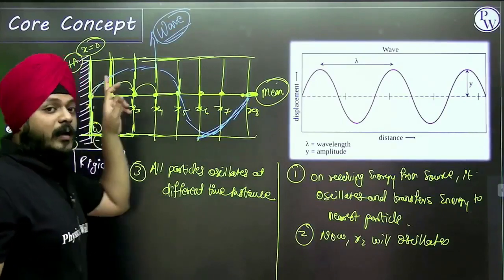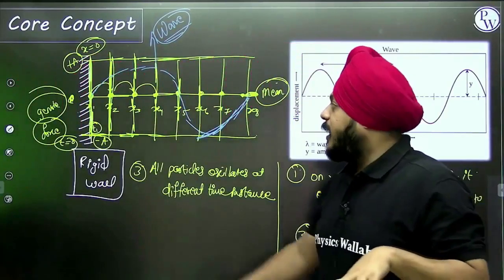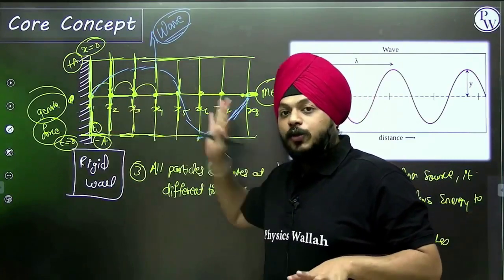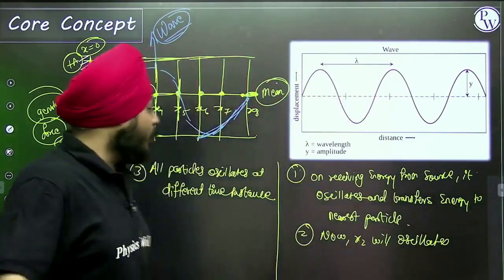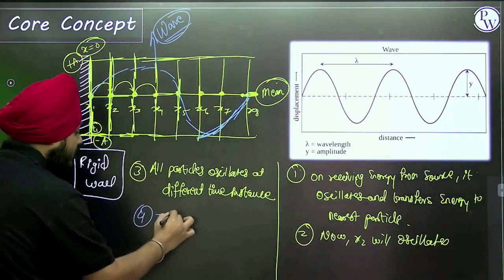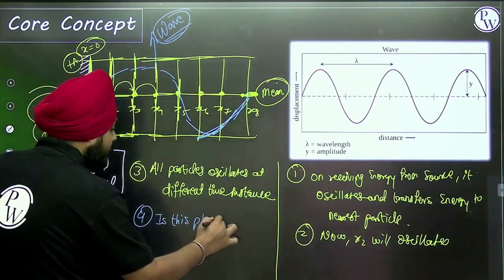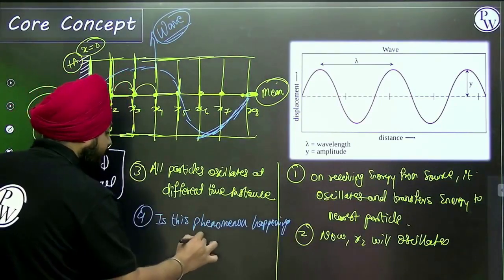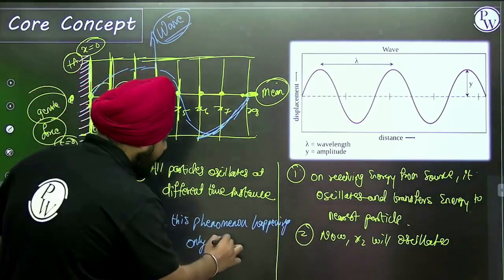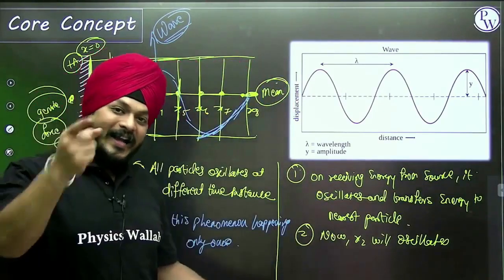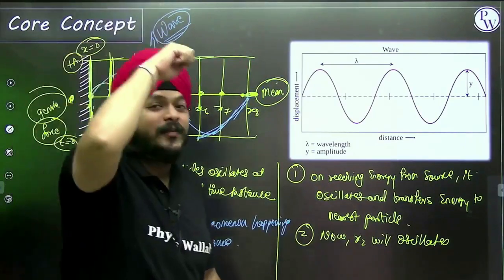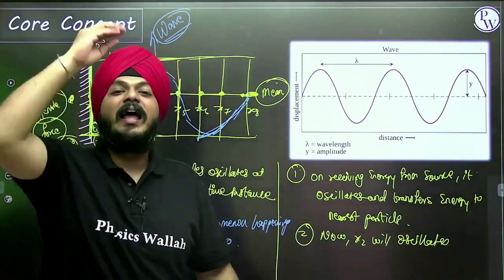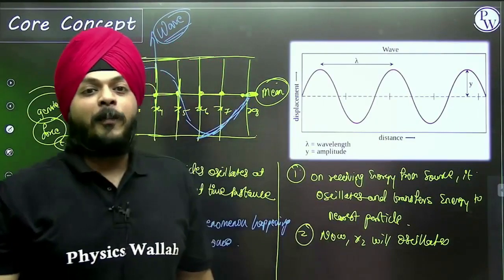If one is oscillating and transferring its energy to the second, which is getting oscillated and transferring its energy to the third, the entire phenomenon, I want to ask you all a question: is this phenomenon happening only once? Sir, that depends on the source. Suppose I'm applying the force just once. If one time I'm applying a force, then, sir, one wave will form and it will propagate.